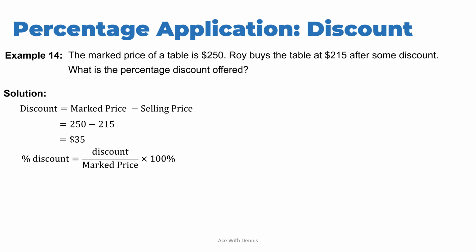So now we can find the percentage discount, which is discount over mark price times 100%. Discount is 35, mark price is 250, then times 100%, then the answer is 14%.